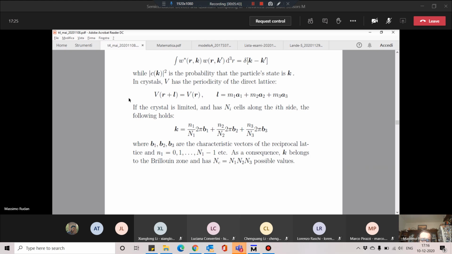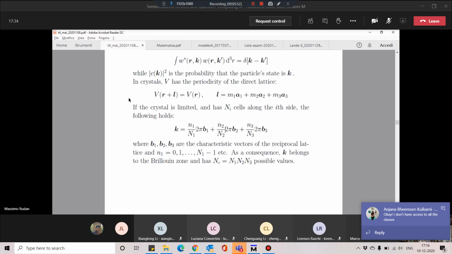So N1 is the number of cells of the direct lattice in the direction of the first axis. N2 is the equivalent in the direction of the second axis, N3 is the equivalent in the direction of the third axis. The numerators, small n1, small n2, small n3, are integers that go from 0 to capital N minus 1. And this is again due to the periodicity.